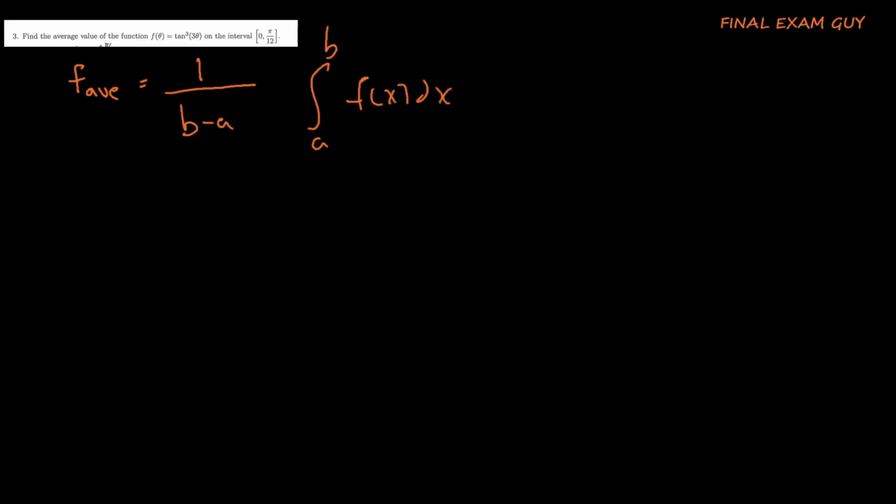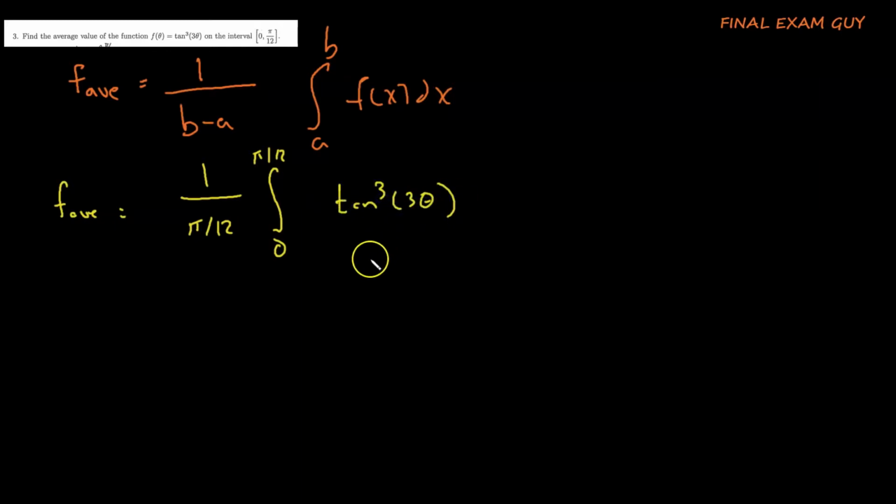Alright, so let's go ahead and work here. We plug in our bounds. 1 over pi by 12 minus 0 is 1 over pi by 12, times the integral from 0 to pi by 12 of our function, tan cubed 3 theta. Alright, setting up was the easy part. It's solving the integral that's the really hard part, because this is not a really easy integral, but there's a trick.